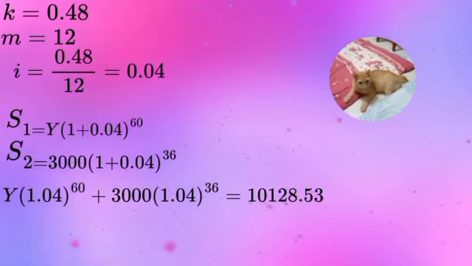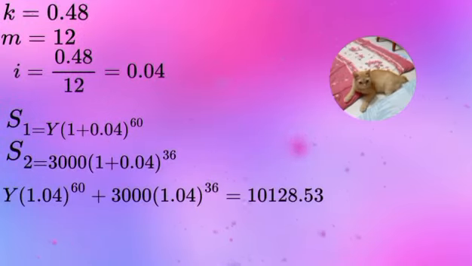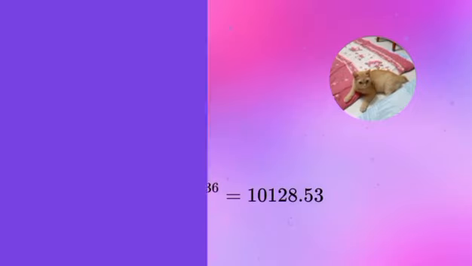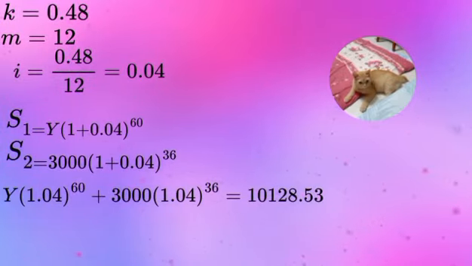K equals 0.48, M equals 12, I equals 0.48 divided by 12 equals 0.04. S1 equals Y multiply (1 plus 0.04) power of 60. S2 equals 3000 multiply (1 plus 0.04) power of 36. Next, Y multiply 1.04 power of 60 plus 3000 multiply 1.04 power of 36 equals 10128.53.